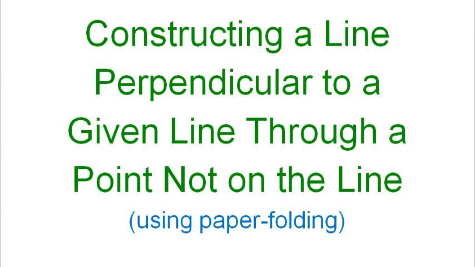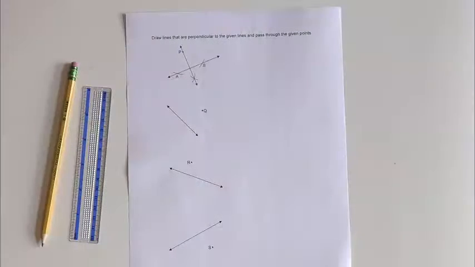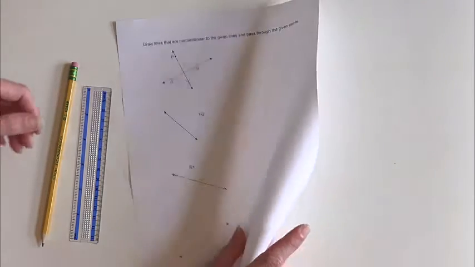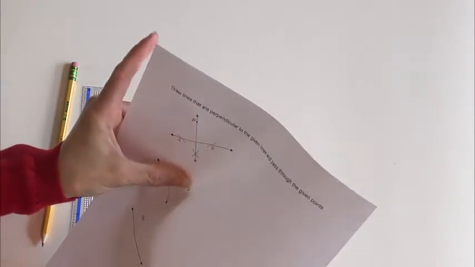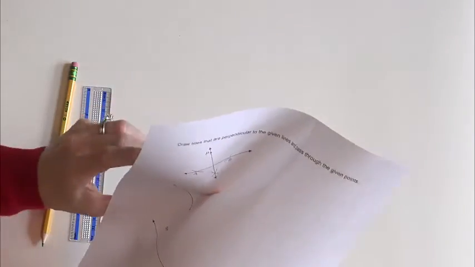Like I demonstrated earlier when I showed you how to draw a line perpendicular to a line that passes through a point on the line, you can also use paper folding to draw the perpendicular line here. Again, make sure that the two parts of the line overlap each other and that the given point lies on the fold.